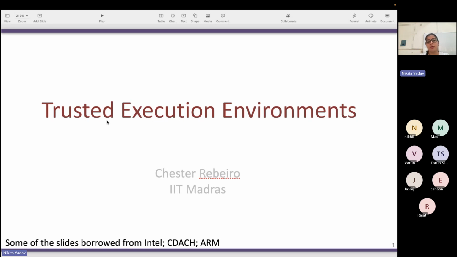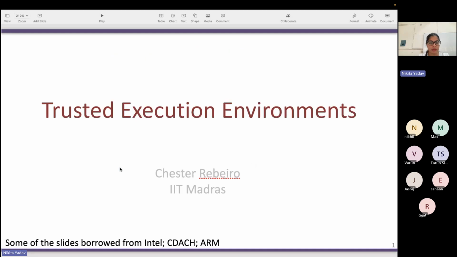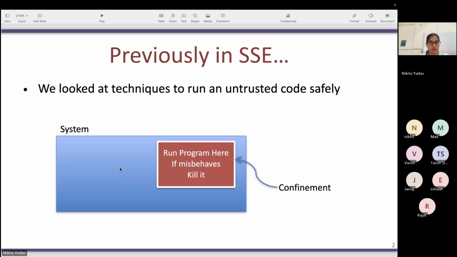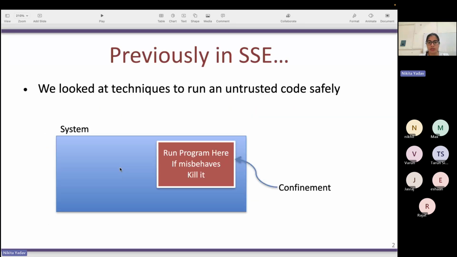So now we are going to look at trusted execution environments. These slides are from Professor Chester Ribeiro from IIT Madras, and I've used his slides previously also. So what we are going to look at is trusted execution environments.